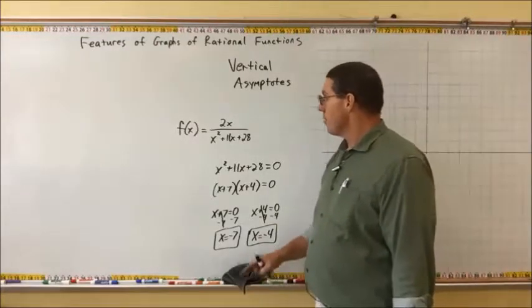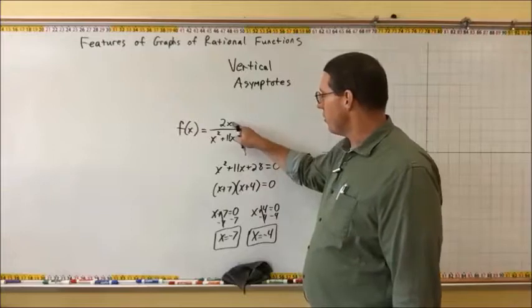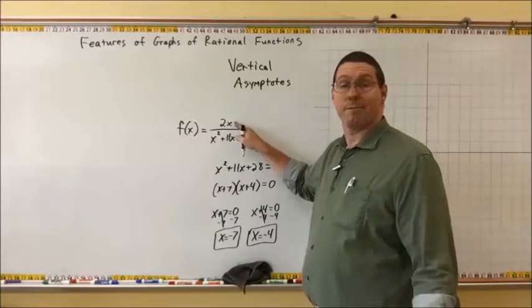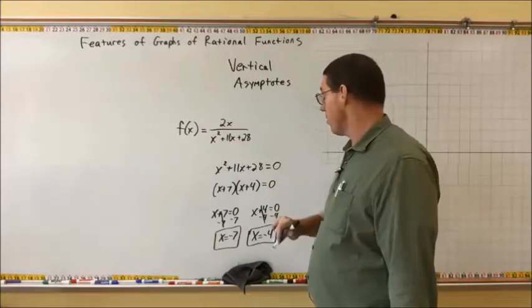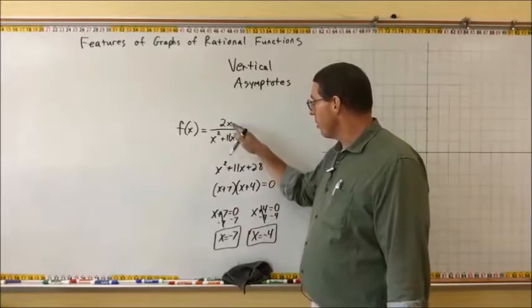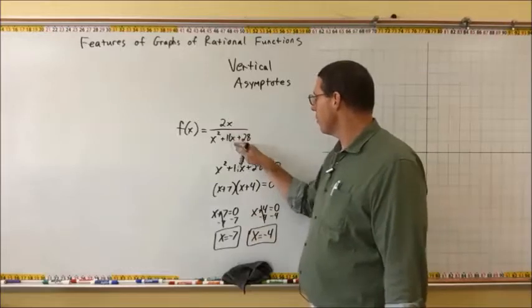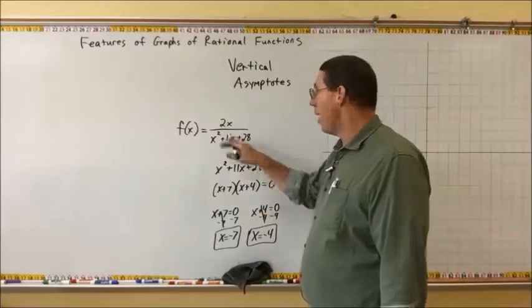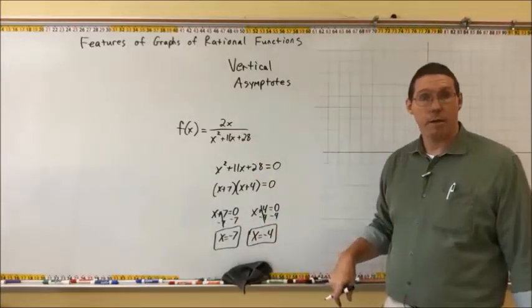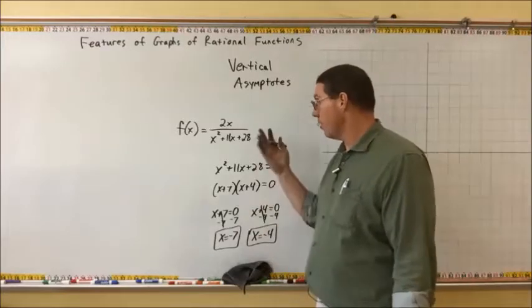Also note that there is an x-intercept at 0. If we set the numerator equal to 0, we get x equals 0, so the x-intercept is at 0. If we plug the 0 in here, here, and here, we would have, no, I'm sorry, we'd have 0 over 28. So that means that the y-intercept is at (0, 0). Okay, all these things that we've learned.